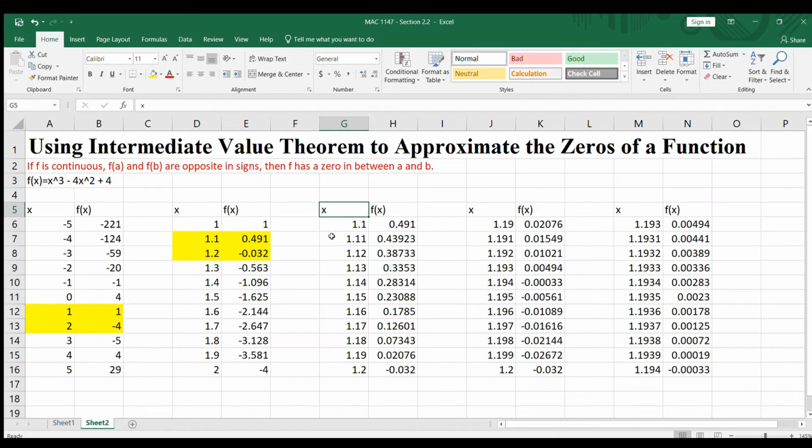Then we create the third table by copy and paste, and then modify the value of x. That starts from 1.1 and ends at 1.2. Looking at the value of the function f again, we know that the solution or the 0 must be in between 1.19 and 1.2. Then we create another table by copy and paste. Start value 1.19 and ends at 1.2. Looking at the value of the function f again, we know that the 0 must be in between 1.193 and 1.194. Then we create another table by copy and paste again. The first value in the table is 1.193. The second value is 1.194.